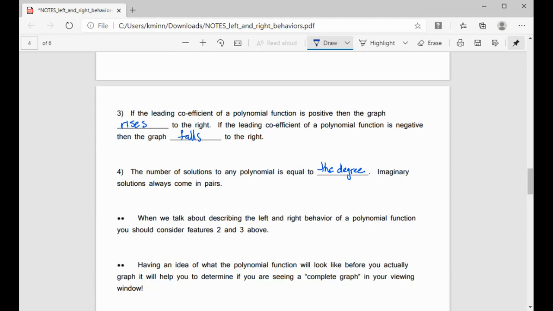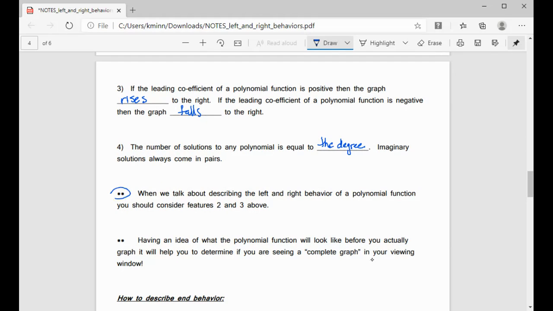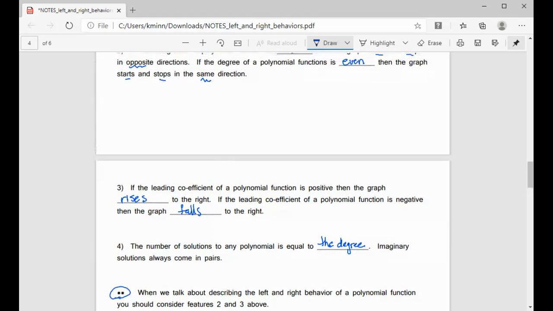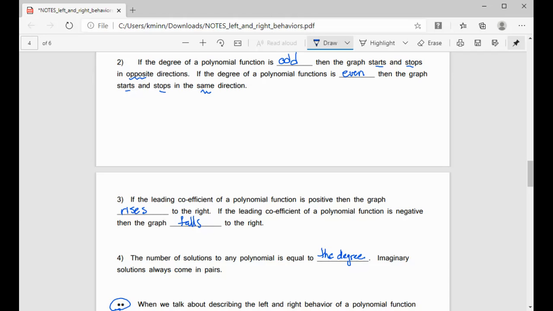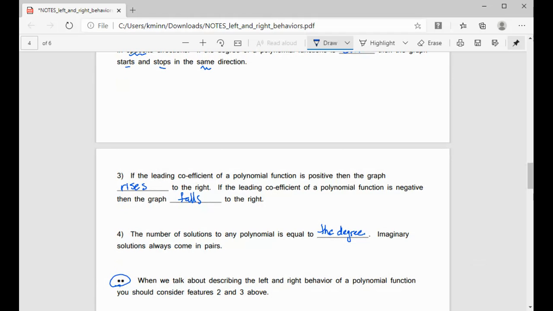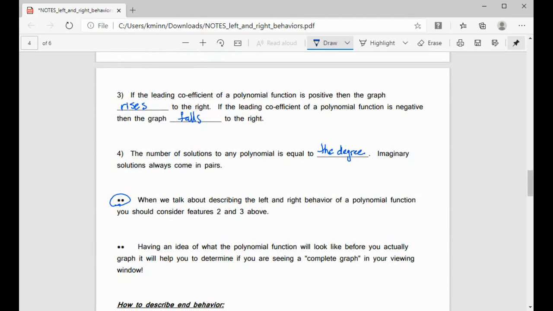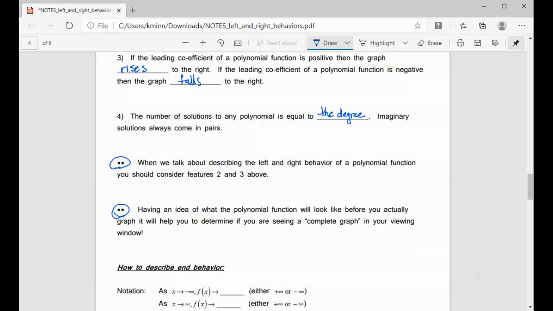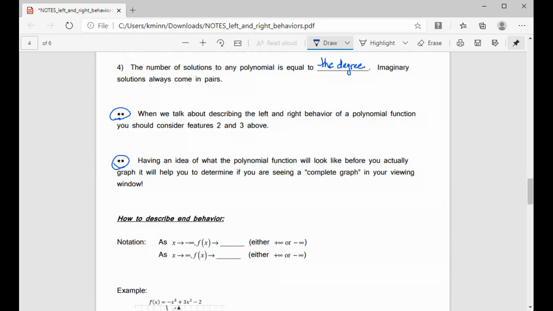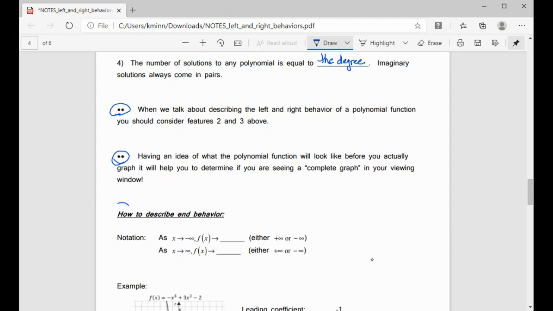Okay, then these are just some general things to make sure you remember. Talk about describing left and right hand behaviors. We have to consider 2 and 3 above, right? Is it odd or even? Does it rise or fall to the right as you have a positive or negative coefficient? So degree and a positive or negative coefficient, very, very, very important. Having an idea of what they look like before we actually graph them can help us see a complete graph in your viewing window.